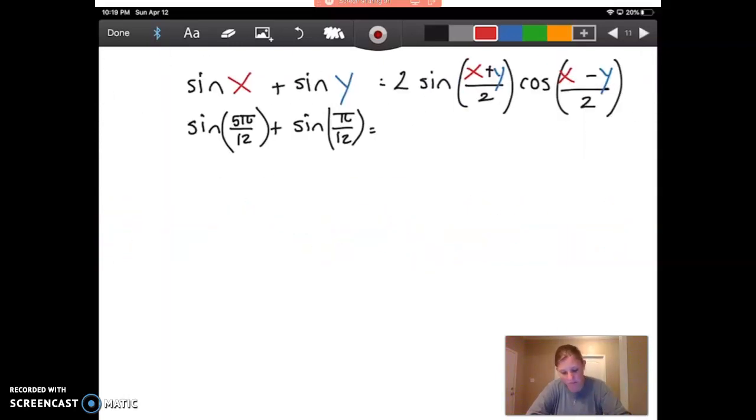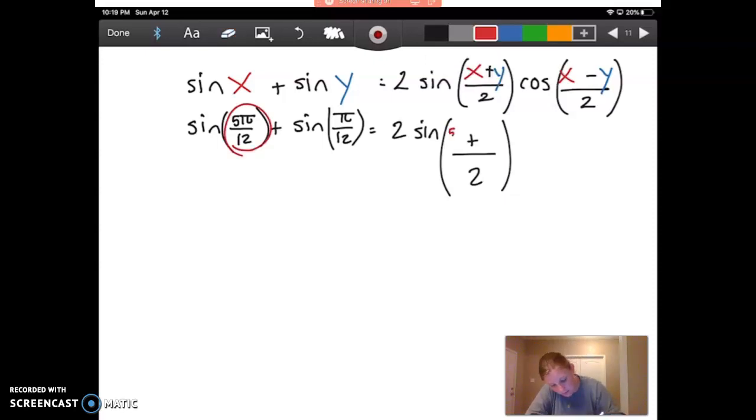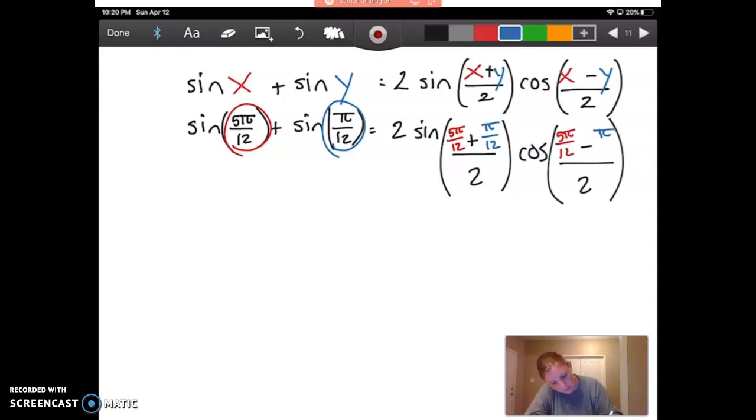I have it rewritten again right here in front of us, and I'm simply going to replace. So I've got 2 sine of, now for this next thing, it's supposed to be x plus y divided by 2. Well, my x is going to be 5 pi over 12, and my y will be pi over 12. Then I have cosine times 5 pi over 12 minus pi over 12. Then I'm just going to start simplifying things.